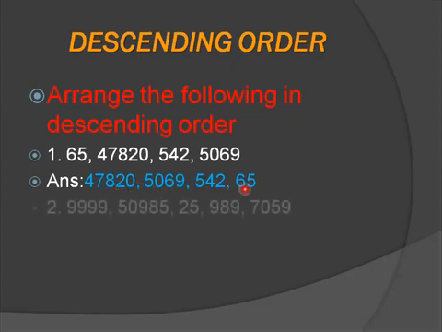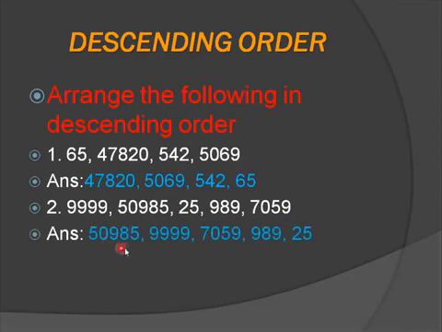Let us see the next example. Second one, 9,999, 50,985, 25, 989, 7,059. So in this how you will arrange? Here 4 digit, 5 digit, 2 digit, 3 digit, 4 digit. So which is in 5 digit, that is the bigger number. So we will write as first 50,985. So here 4 digit, 2 numbers are there. 9,000, 7,000.